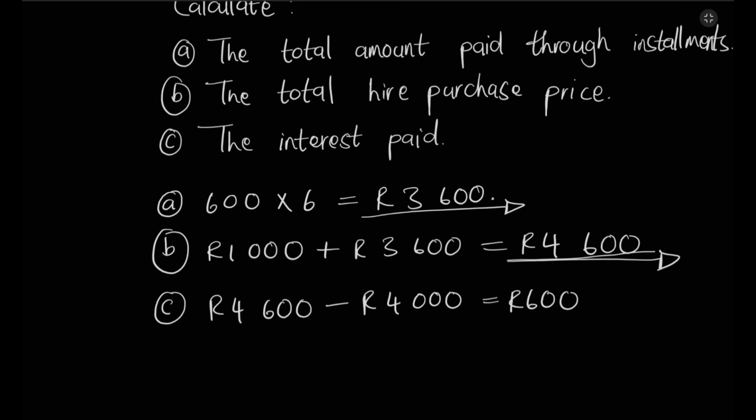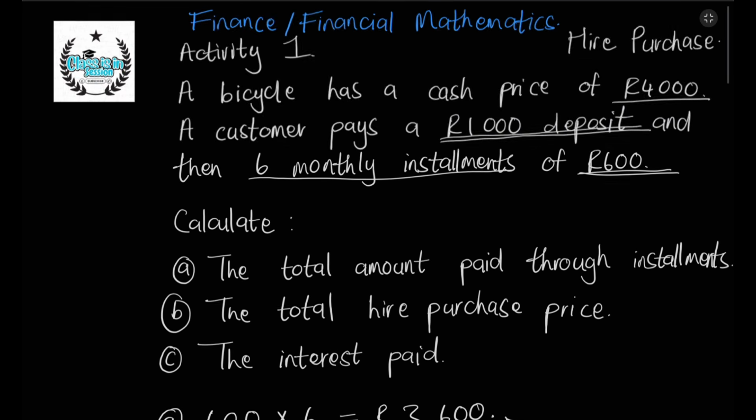Now let's move to C. We have the interest paid. Remember, this is the extra amount that is paid because you're buying the item over time. So you take the total higher purchase price and you subtract the cash price and you get 600 Rands. Now let's move to the second activity.